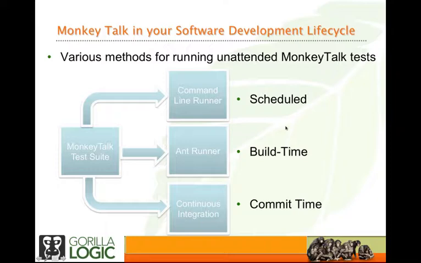We provide 4 different ways to run the tests. One, you can run the tests right after you record them by just hitting the play button. We also provide a command line runner, so you can run from the command line. A build time runner, which is an Ant target that we provide in the download. And also we can hook in with your continuous integration environment like Jenkins or Bamboo.